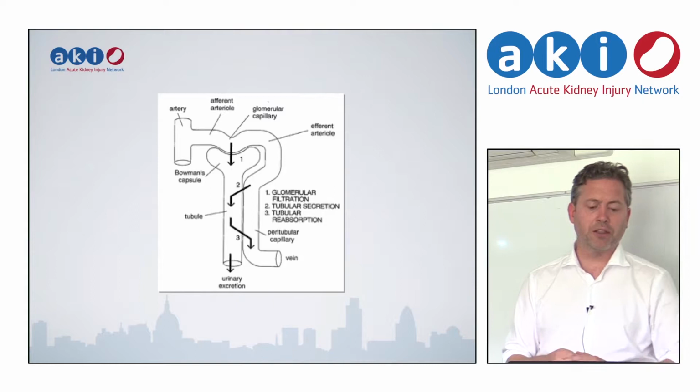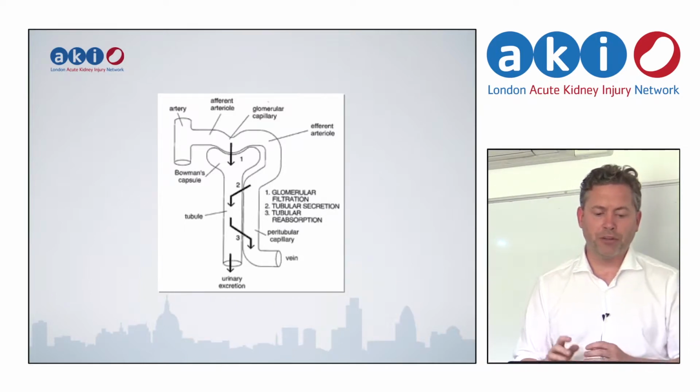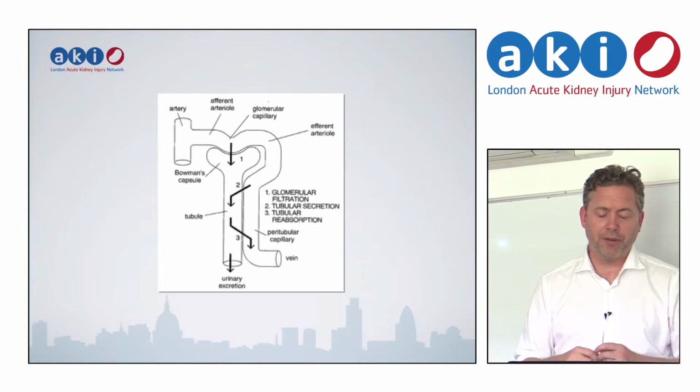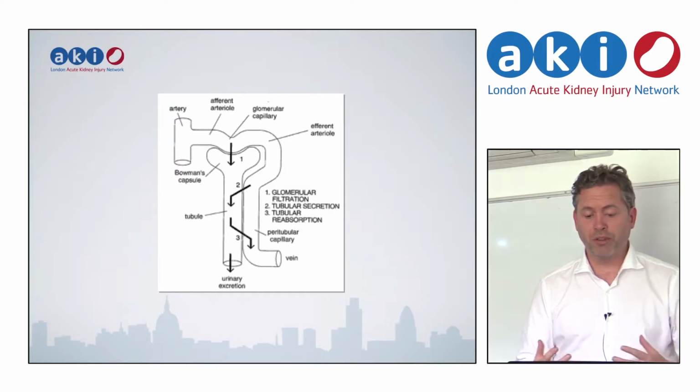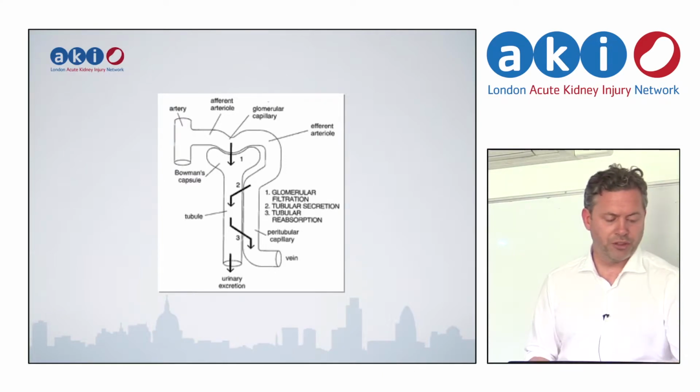And this is a schematic of the nephron. We can see arterial blood coming in here, passing through the afferent arteriole into the glomerular capillaries, out into the efferent arteriole. There is the filtrate formation, there is secretion of products into the tubule, and also, perhaps more importantly, this large process of reclamation of electrolytes and other components of the tubular fluid, and finally urinary excretion.